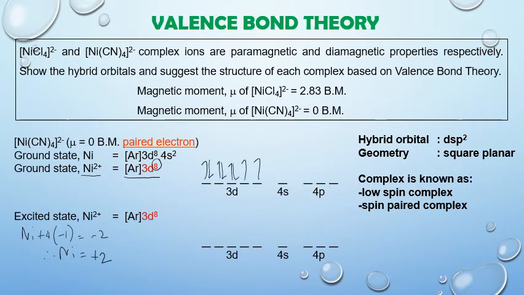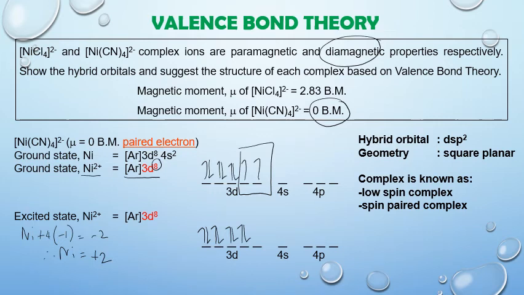Alright, now we look at the magnetic moment of the complex. They say that this complex has 0 magnetic moment, diamagnetic. So it means that this complex should have no unpaired electron. So that's why the filling of electrons we need to change. It will be like this. So what you can see here, all electrons are paired.